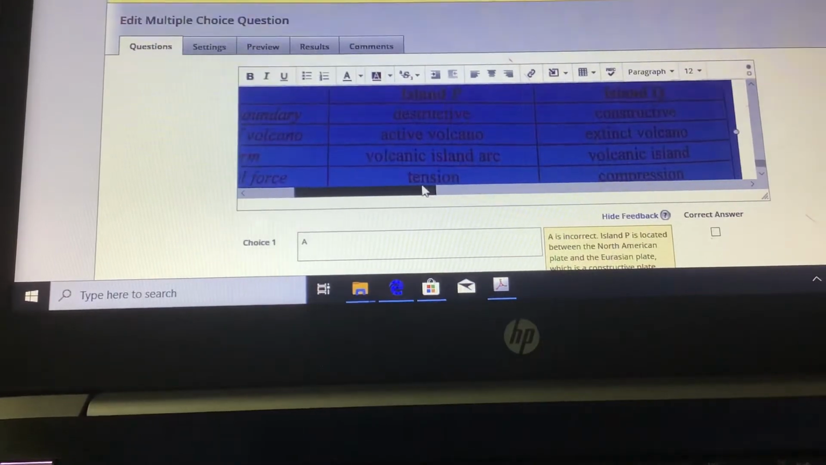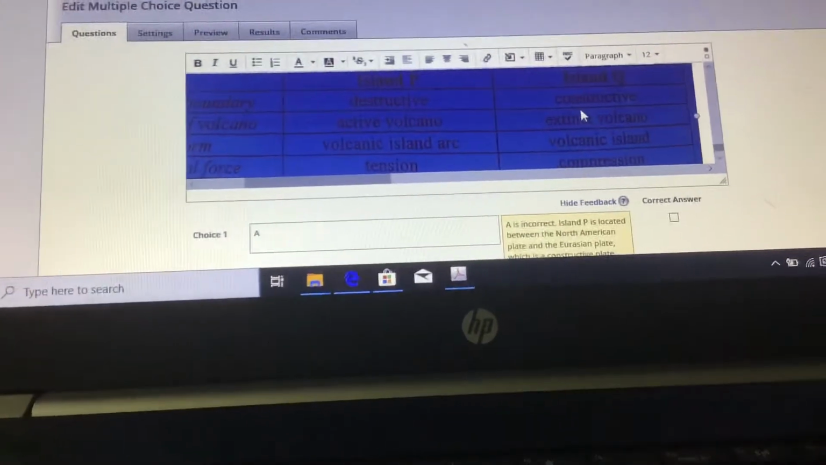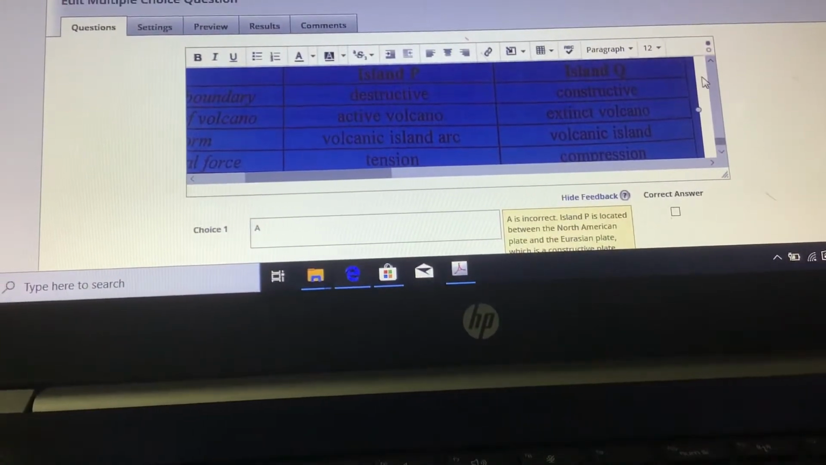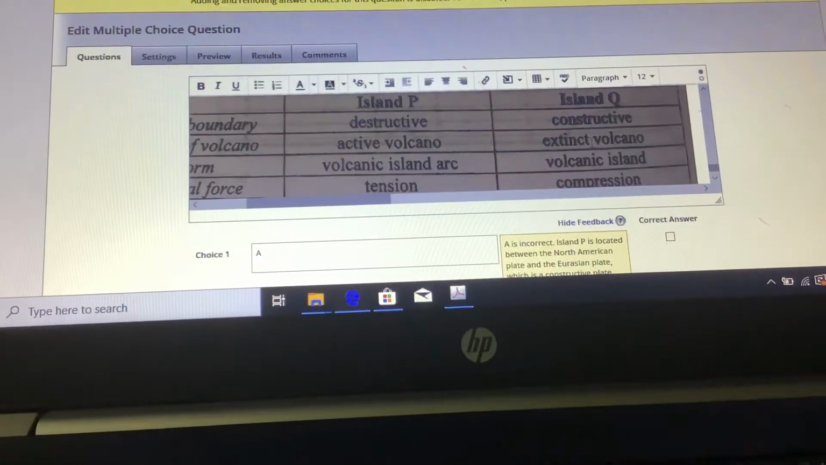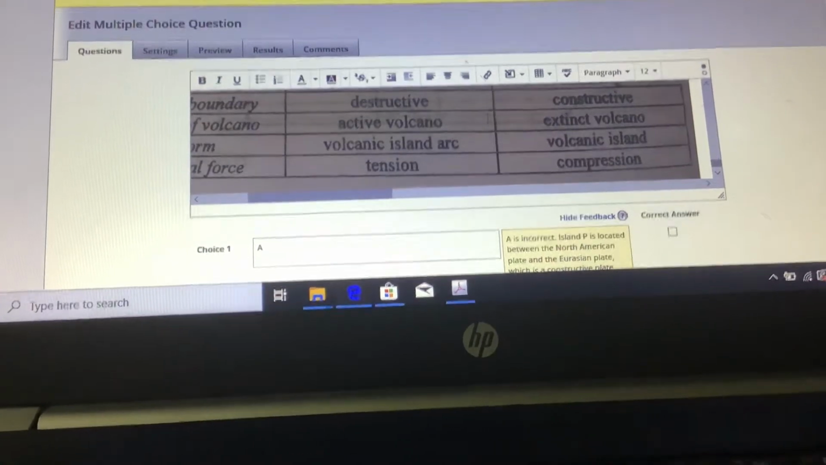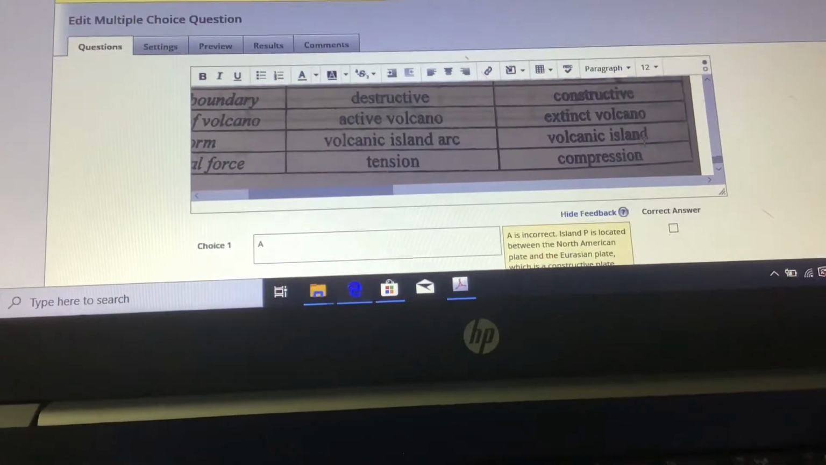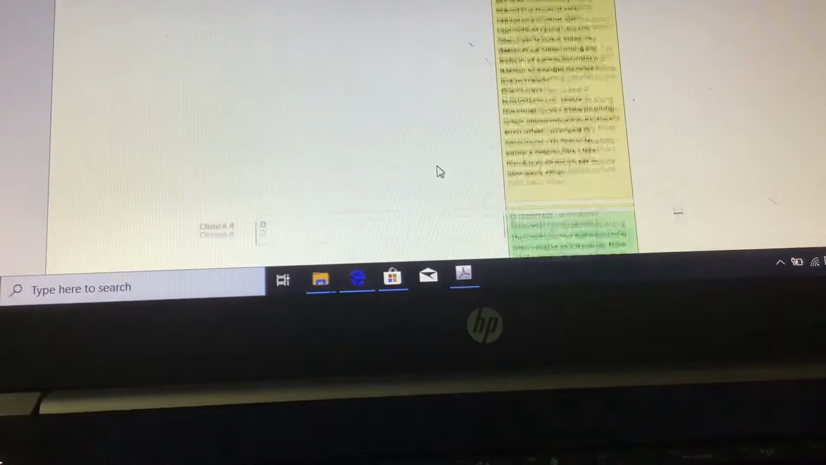Let's go through Q also. Indonesia is not a constructive plate boundary. Not A. Is it an extinct volcano? Come on. And then volcanic island. No, it should be a volcanic island arc. Okay, compression is right. So D is correct.